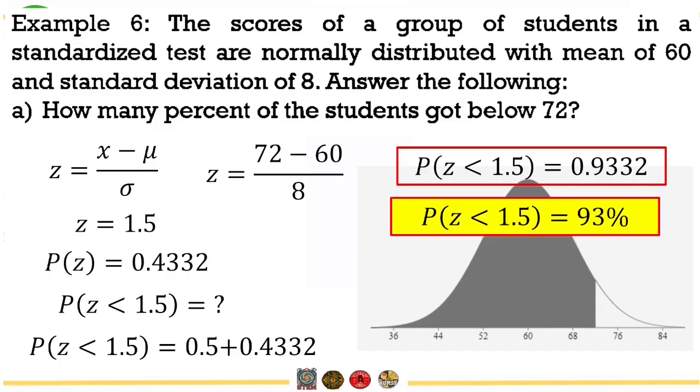So the final answer is, in conclusion, how many percent? The conclusion is the percent of the students that got below 72 is 93%. Do you understand?